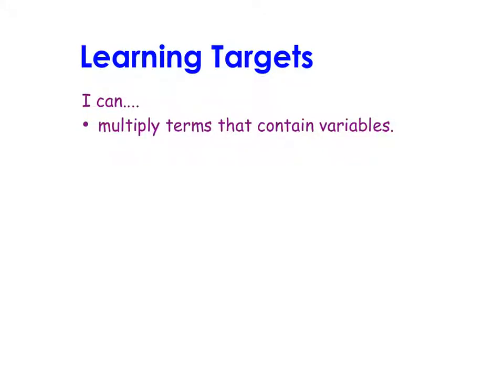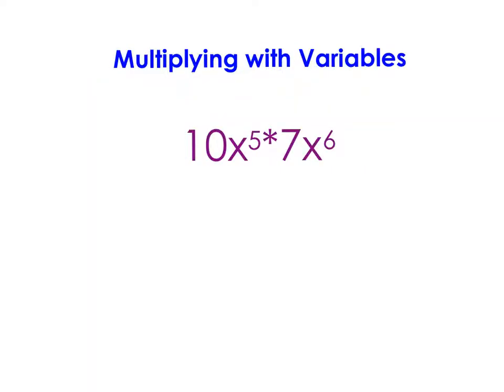In this video, we're going to multiply terms that contain variables. Throughout this video, we're going to be multiplying terms that look like the following. So here, you'll notice that we have 10x to the power of 5 times 7x to the power of 6. Just because the 10 and the x to the 5th are smushed together, it doesn't mean that they're necessarily attached. So here this really means 10 times x to the 5th times 7 times x to the 6th.